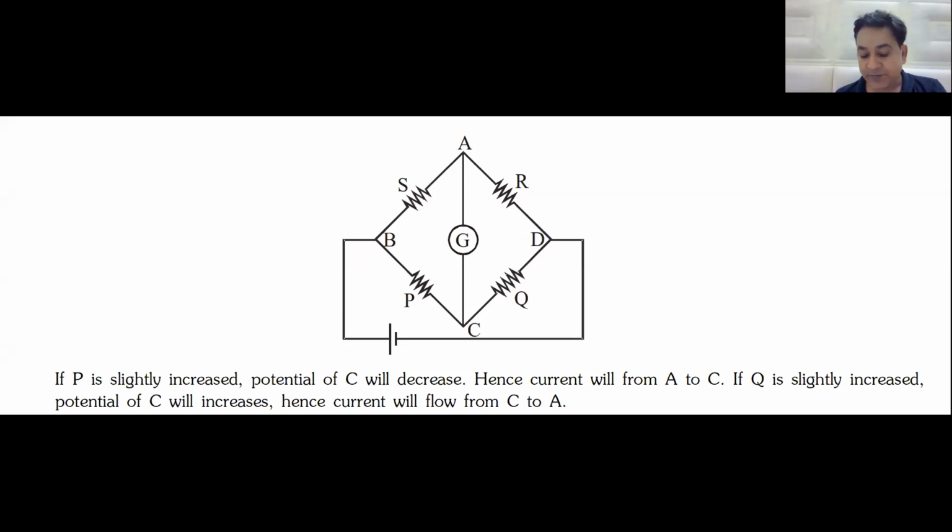So if you increase the value of P, the potential of point C will decrease. Yes or no? Yes, sir. And hence current will flow from A to C. If Q is slightly increased, potential of point C will increase and current will flow from C to A. Do we get this? Yes, sir.